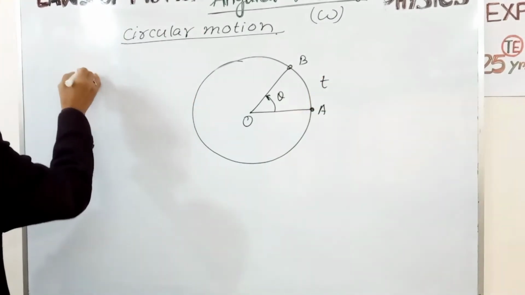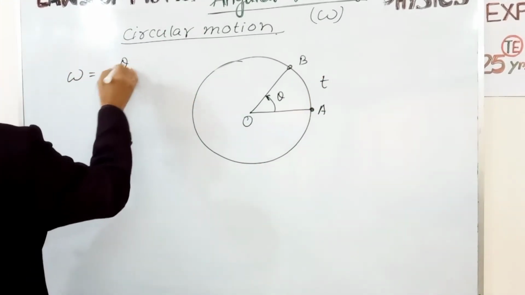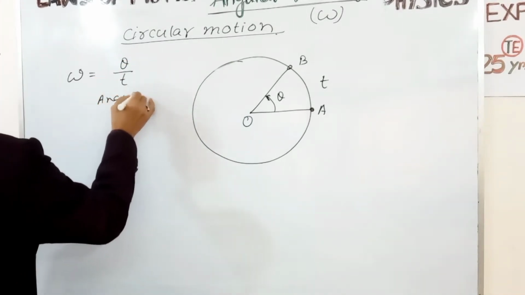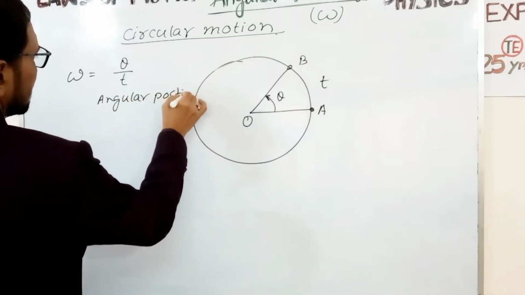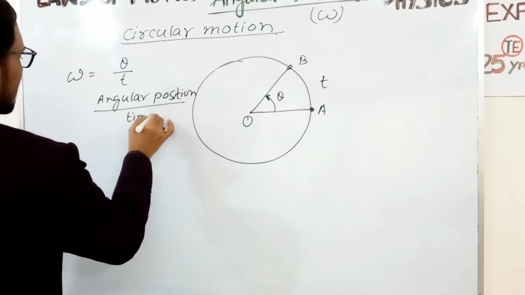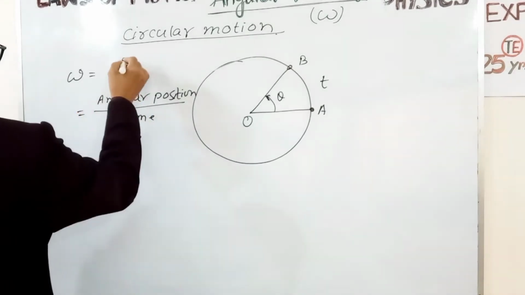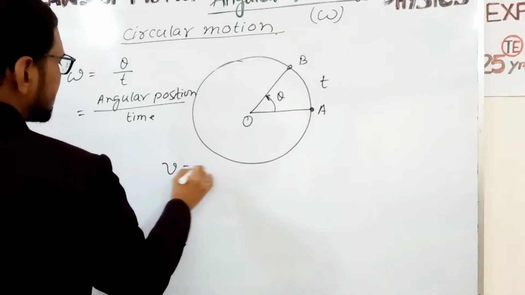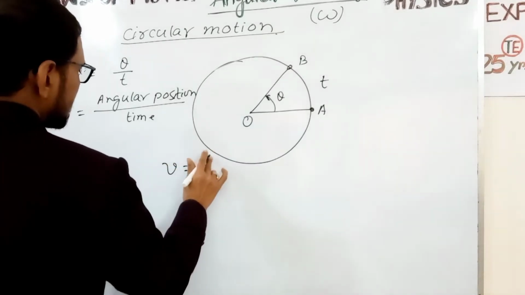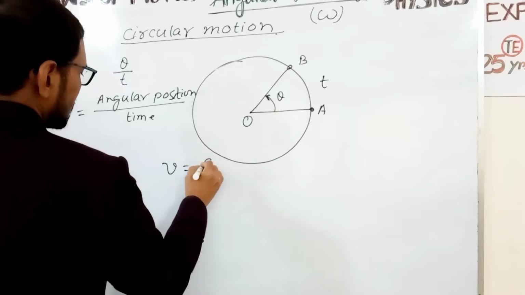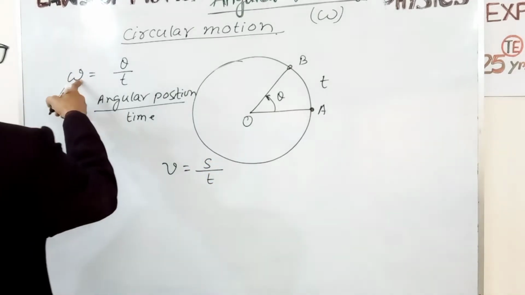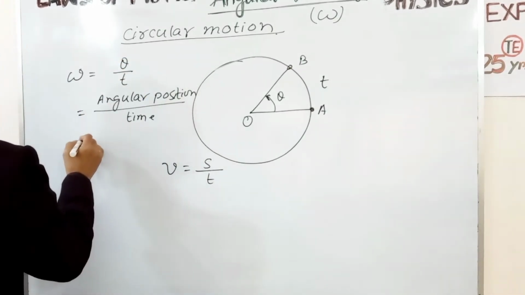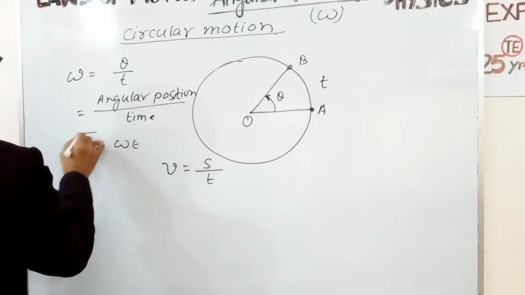Simply, angular velocity is defined as theta by t. Now what is theta? Theta is angular position, or we may call it angular displacement also. What is linear velocity? Linear velocity is linear displacement by time. So angular velocity equals angular displacement by time. Actually it is angular position by time, theta by t. So theta equals omega into t.